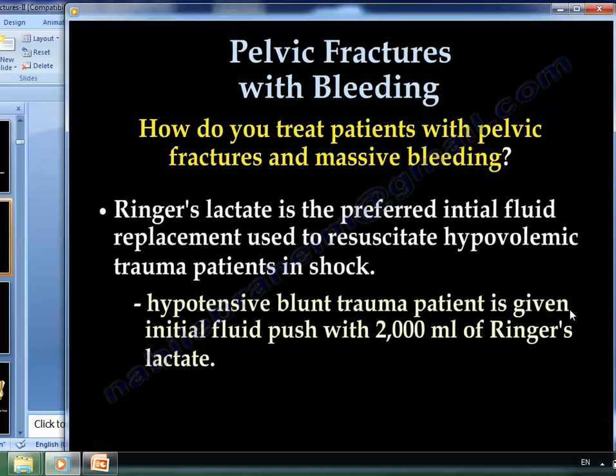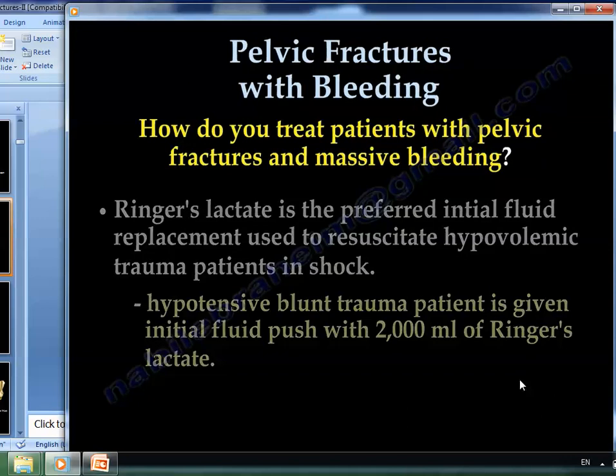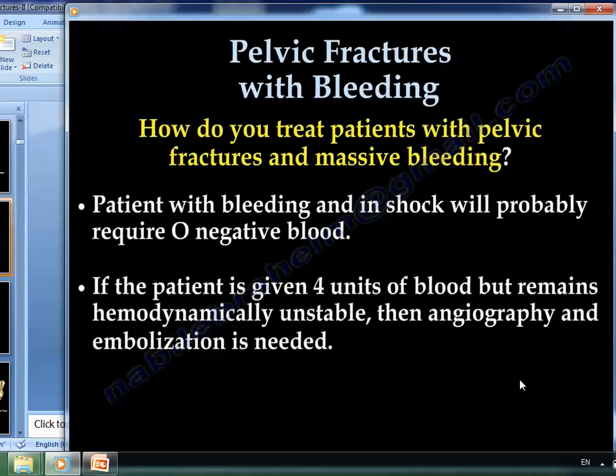Ringer's lactate is the preferred initial fluid replacement used to resuscitate hypovolemic trauma patients in shock. Hypotensive blunt trauma patients are usually given initial fluid push with 2,000 milliliter of Ringer's lactate. Patient with bleeding and in shock will probably require O-negative blood. If the patient is given 4 units of blood but remains hemodynamically unstable, then that patient needs angiography and embolization of the major arterial bleed.